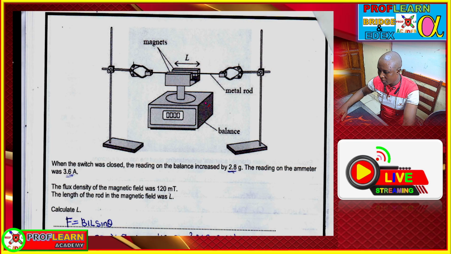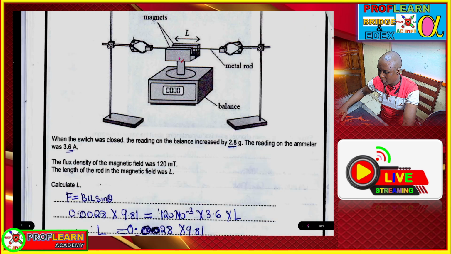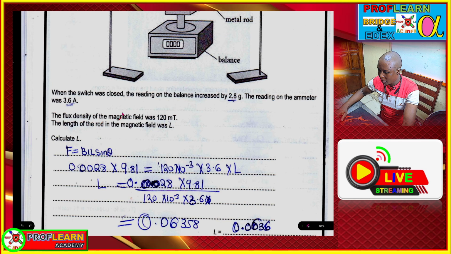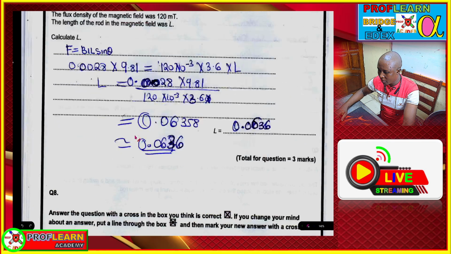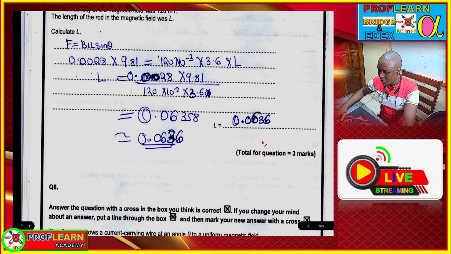So meaning this conductor is going to experience a force, and anytime you are calculating a force experienced by a conductor within a magnetic field, guys, remember the only formula you are going to use is force equals magnetic flux density times the current times the length of that particular conductor times sine theta. And the angle theta is the angle between the current and the field. So the field will be going that direction, the current going this direction. So they are forming which angle? 90 degrees. So this is going to be sine 90, and sine 90 is 1.